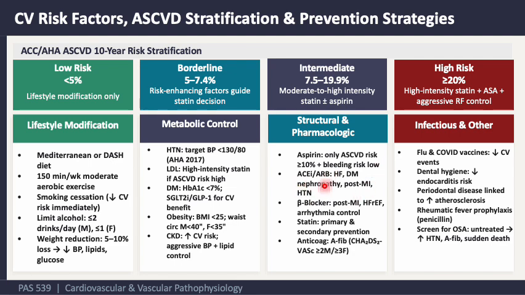Consider putting them on an ACE or ARB, especially if they have heart failure, diabetes, or post-MI. Also consider putting them on a beta blocker, especially if they've had a post-MI, heart failure, or arrhythmia. And if they have anything like atrial fibrillation, they need to be on anticoagulation.